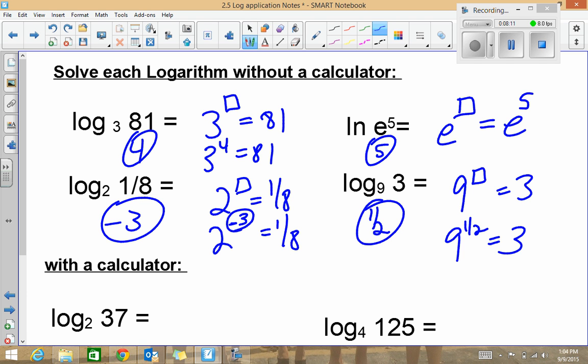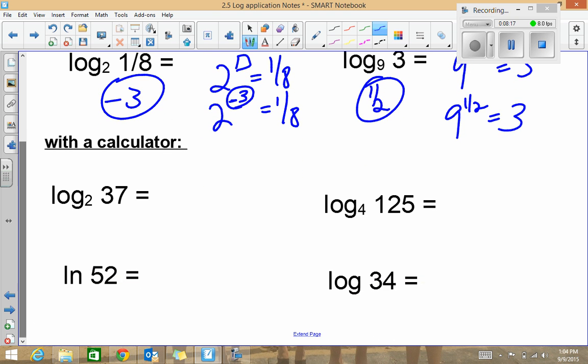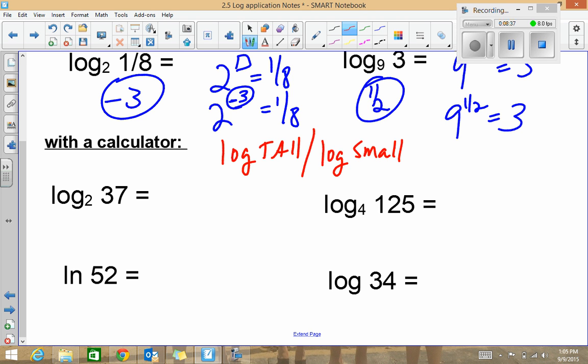Okay. Next, if we need to use a calculator, again, we can use a calculator on any of these, basically using what you may have learned as a change of base formula. But the shortcut that I use to solve these with a calculator is log tall divided by log small. For those of you who may not be familiar with that, when we want to solve this equation, the tall number is just the one written taller. So take it exactly how it sounds. So 37 would be the tall number, and 2 would be the smaller number. Again, I'm referring to the height of the numbers, which is a little bit strange.